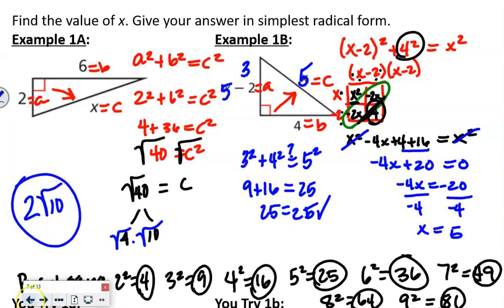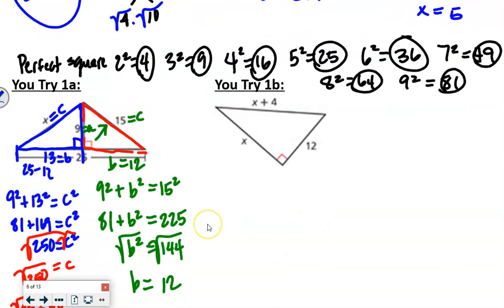All right, so our next one is this one down here. Sorry, I was about to skip ahead. So our you try 1b, okay? So once again, this is our c, right?